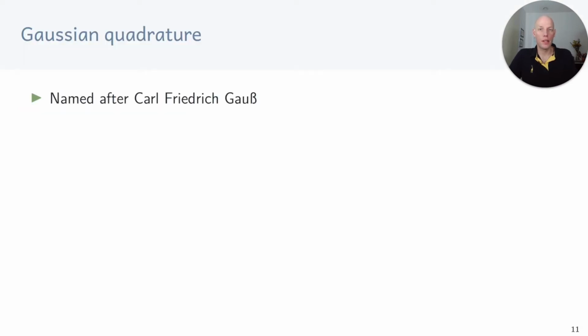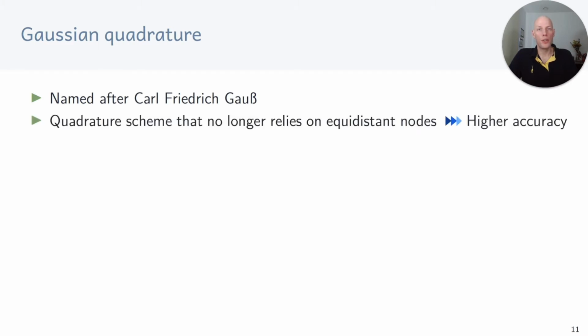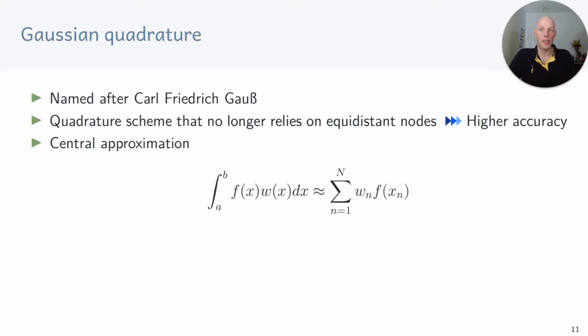Now, let's have a look at a different quadrature algorithm that relaxes the assumption of equidistant nodes. Gaussian quadrature is named after Carl Friedrich Gauss, but it has nothing to do with the Gaussian distribution. Gaussian quadrature no longer uses equidistant nodes, and this allows us to get a higher accuracy than computing the integral using Newton Cotes. The central approximation we consider is the following.